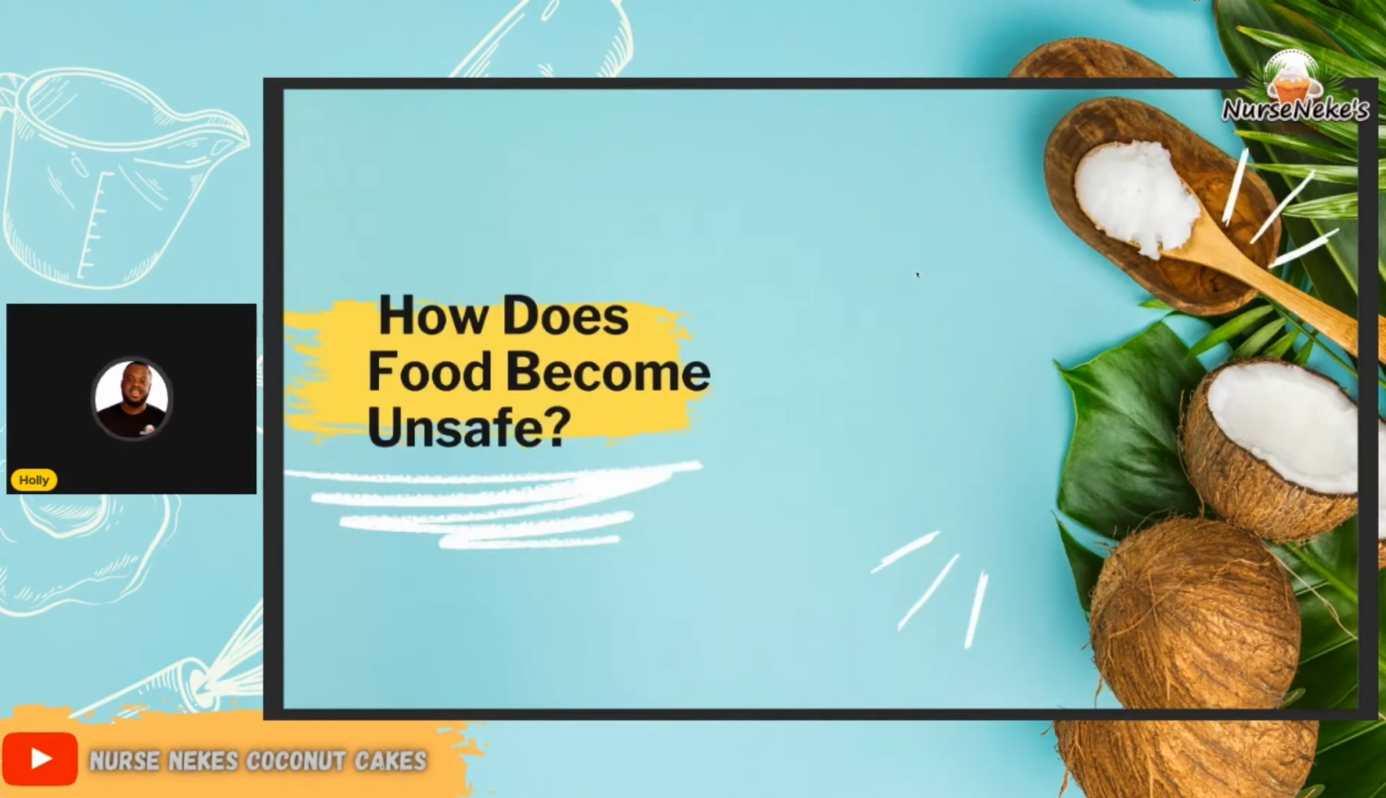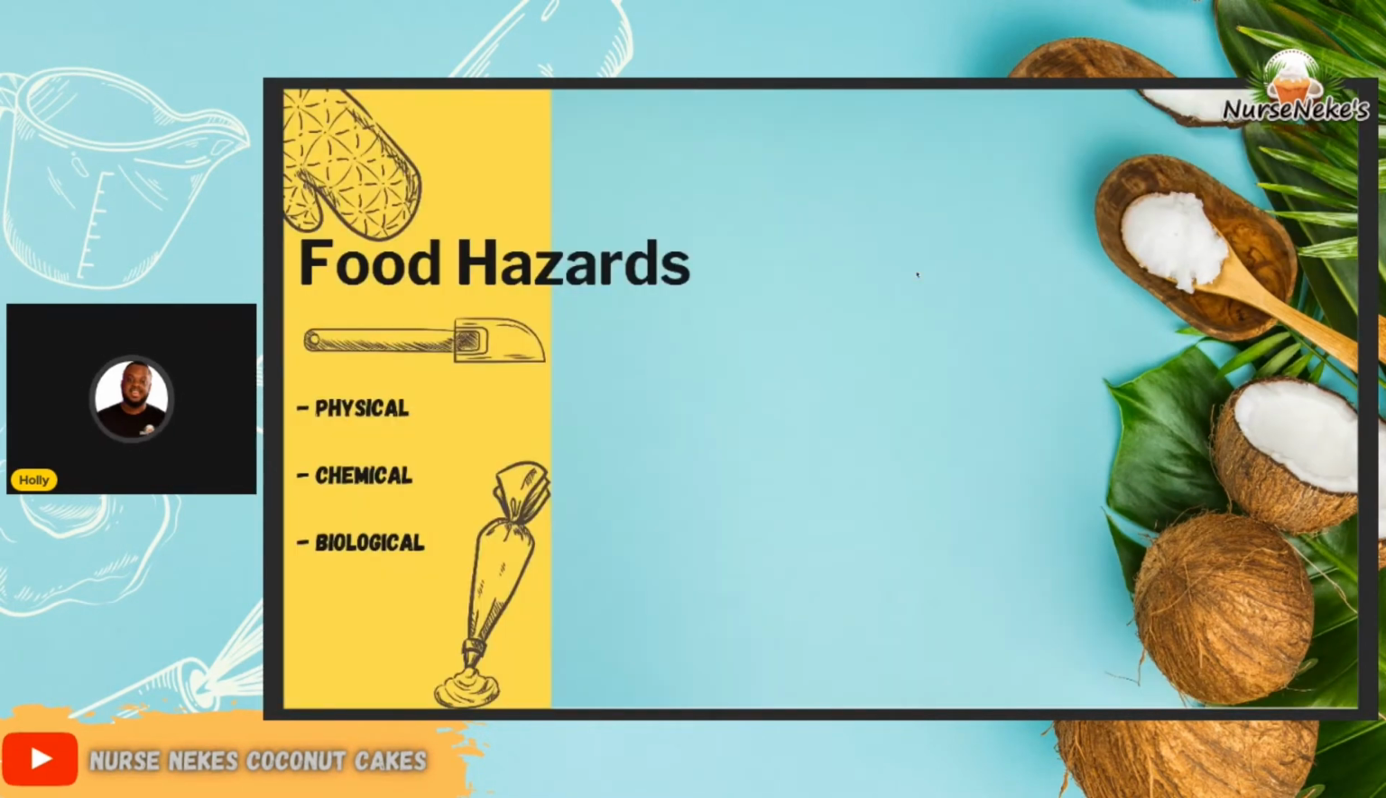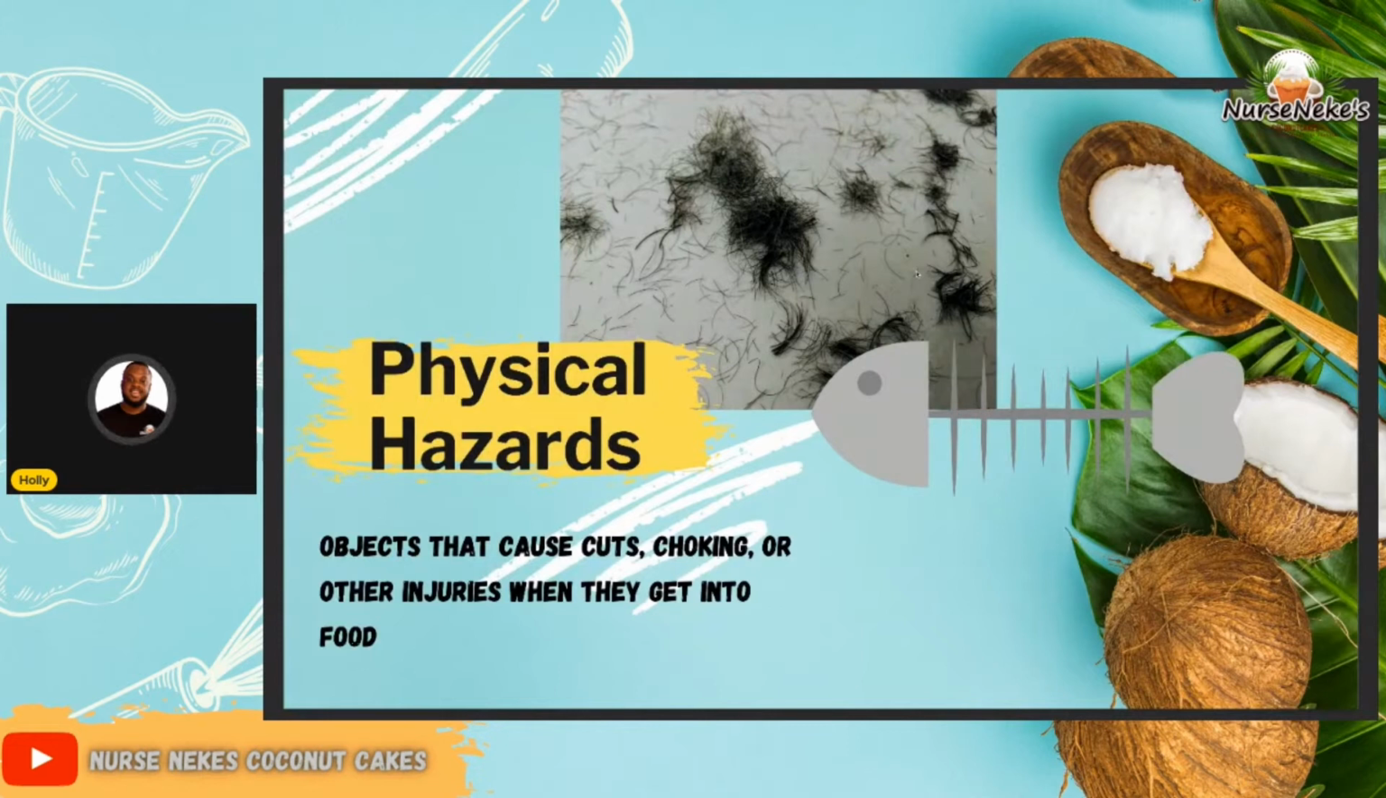How does food become unsafe? Food becomes unsafe. That's also known as food hazards. There's 3 types of food hazards that they have on their study guide: physical, chemical, and biological. Physical hazards. Physical hazards are objects that cause cuts, choking, or other injuries when they get into the food, such as hair, bones, and seeds that's not supposed to be in the food.